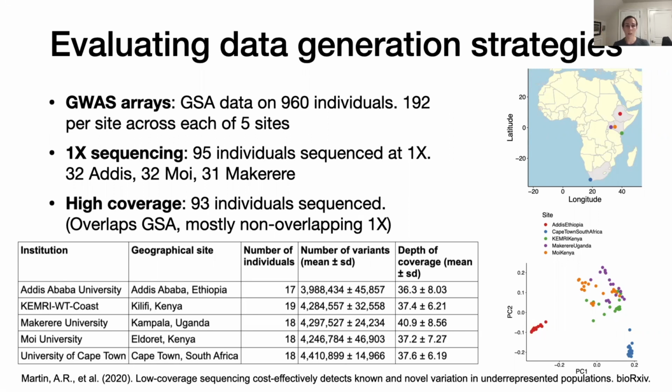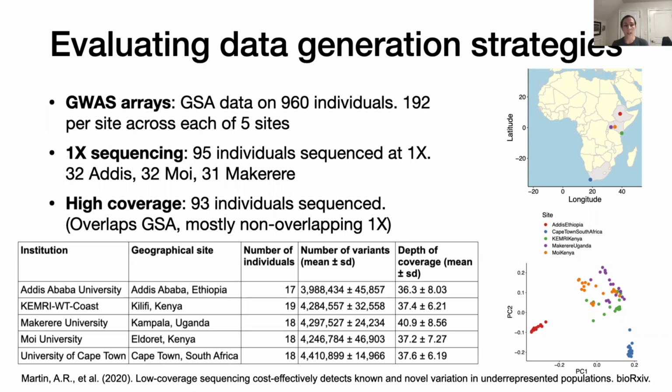Low coverage sequencing has been proposed as a strategy that might capture genetic variation in a more unbiased manner, overcoming the ascertainment issues of GWAS arrays. Companies like GenCove have worked on low coverage sequencing strategies and have shown that there are big advantages compared to GWAS arrays, especially in underrepresented populations.